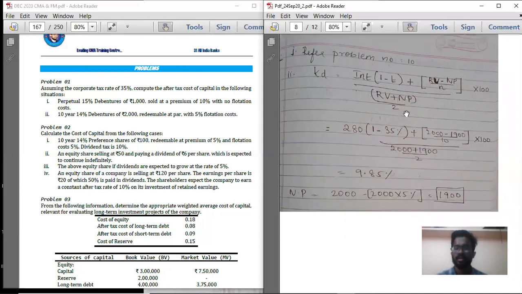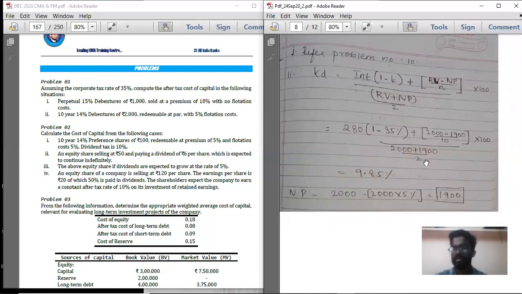Net profit is 1900. Now add both. 2000 plus 1900 divided by 2. 2000 plus 1900 divided by 2, into 100. So now record it. 280 into 1 minus tax rate, 1 minus 0.35. So 280 into 0.65. You are getting 182.